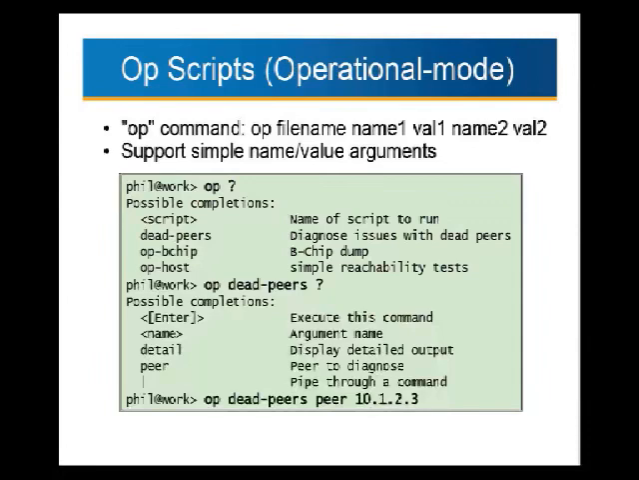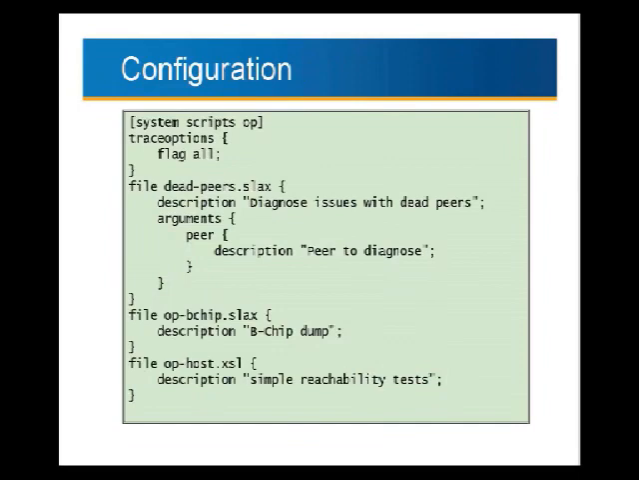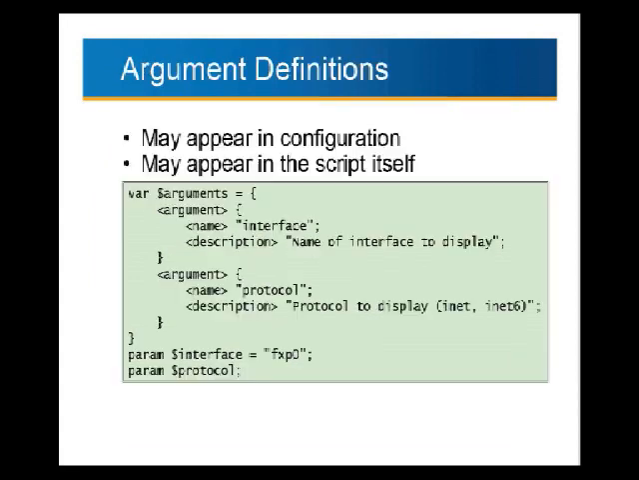So op scripts work by adding, we've added the op command. The op command takes a script name and then a set of name-value pairs. And the name-value pairs are actually described in either the configuration for the script or in the script itself. So the argument provided here, the peer argument, is what was given as completion on the previous slide. And they can appear directly in the script themselves. This script takes an interface and a protocol and then declares those as XSLT parameters with the default value for the interface being fxp0.